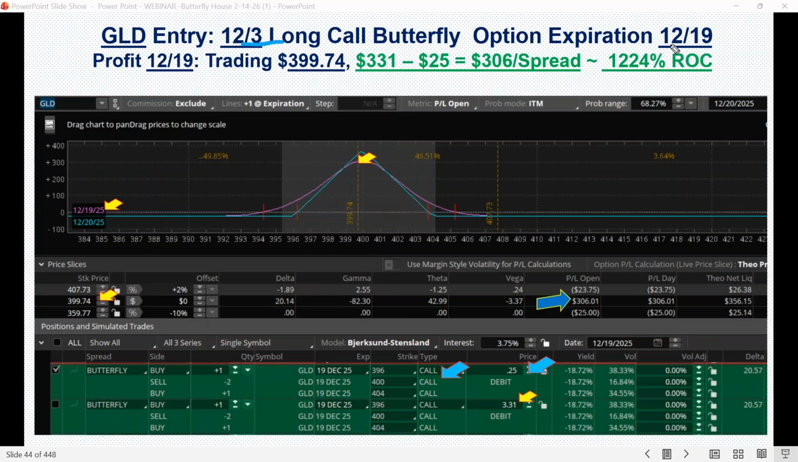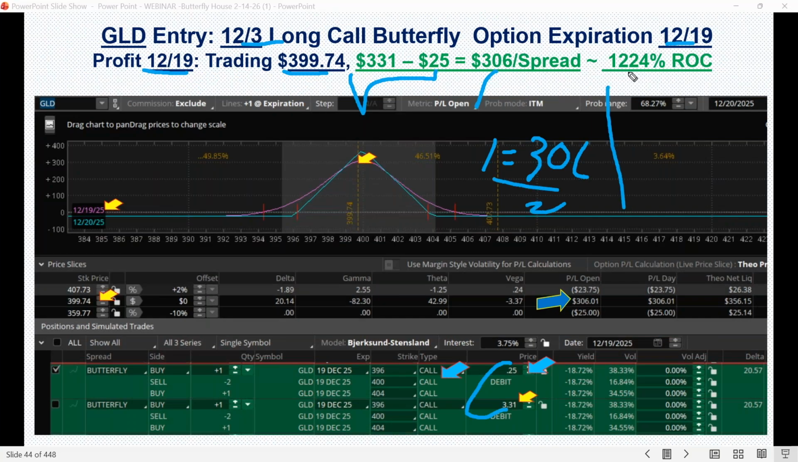So we left this trade alone, and boom. On the 19th, it was trading here, 399.74, pretty close, but not perfect, but still we'll take it. So the spread went from 25 bucks to $331. Okay, here it is. So that's $306 per spread. If you did one spread, one butterfly, you just made $306, which, if you look at that on $25 of risk, you made a 1,224% return on that risk.